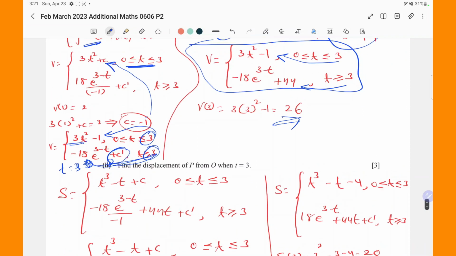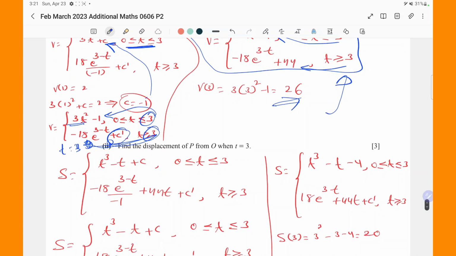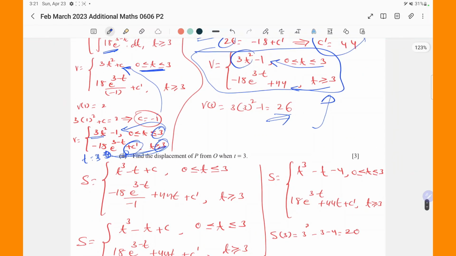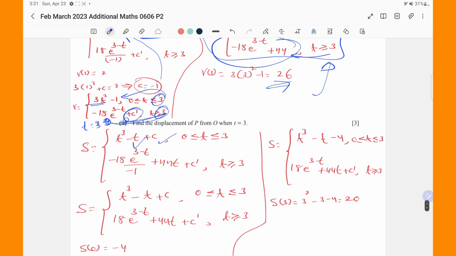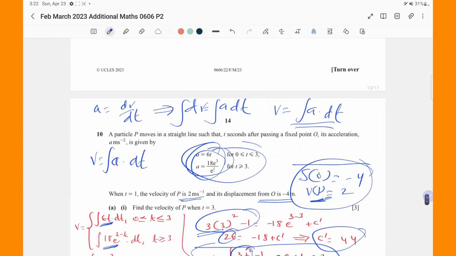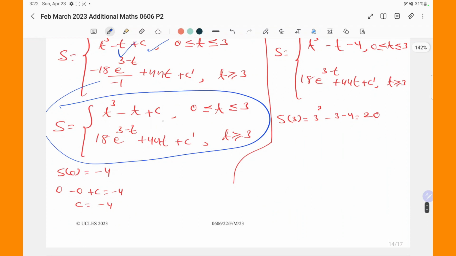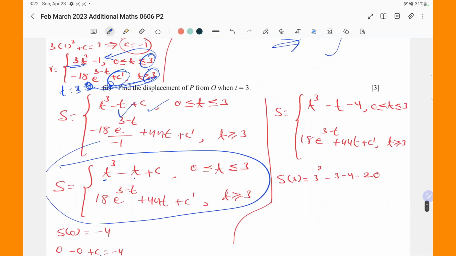Find the displacement. It means we have to integrate velocity now. So 3t square integration is t cube, minus 1 is minus t, then plus c. Then this part integration, here you can check. Now again, S0 is minus 4 because it is given, right? S0 is minus 4, like when time was 0 then displacement was minus 4. So put 0 here, 0 cube minus 0 plus c. So c is minus 4, put back.